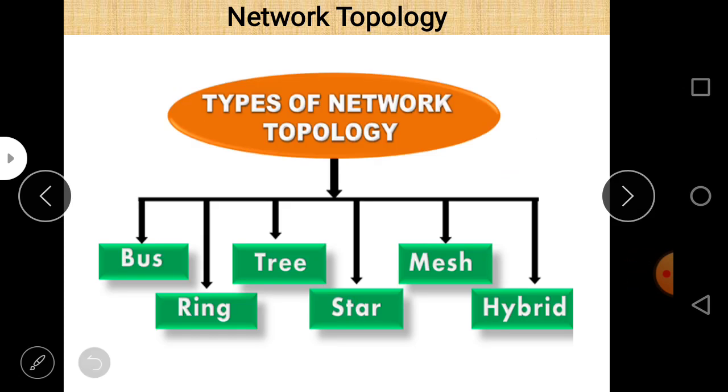So these are the different types of topology: bus topology, ring topology, tree topology, star topology, mesh topology, or hybrid topology. These are the different methods to interconnect different components to each other in a computer network. So let's take them one by one.